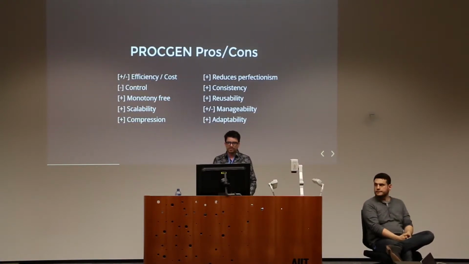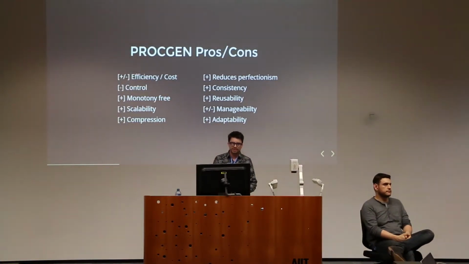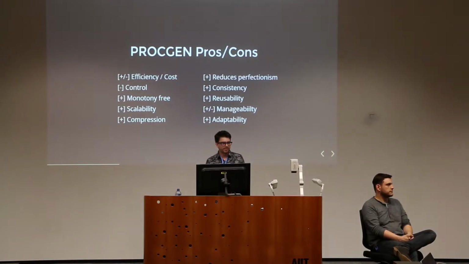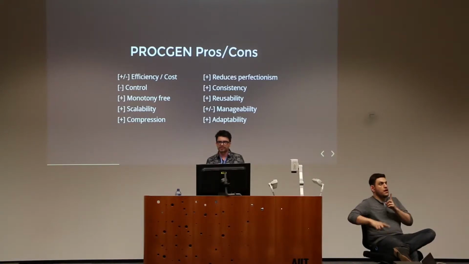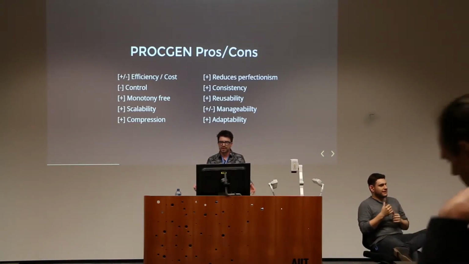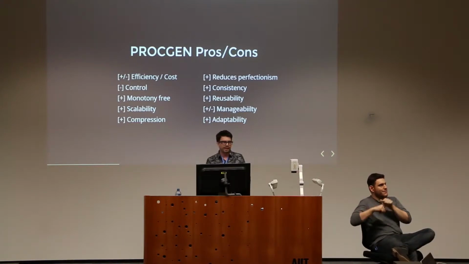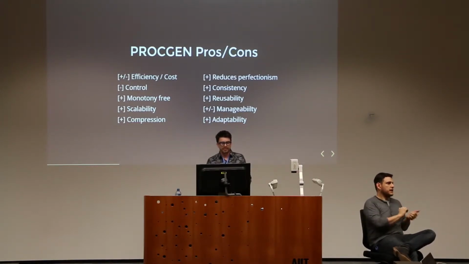Okay, so there are a lot of pros and cons to doing procedural generation, and I want to cover a couple of those really quickly. One of the things that's both a pro and a con is efficiency and cost. This is really dependent on the scale of your projects. If you have a really small project, it may not actually be efficient to create procedural algorithms to make your stuff. The larger your game gets, or the more replayability you want, the more efficient and cost-effective it gets to start creating algorithms to create stuff for you.